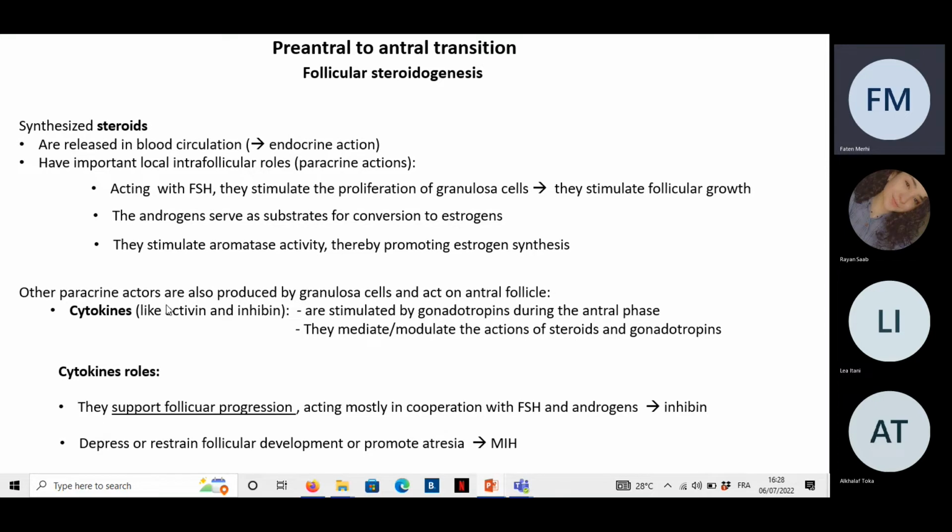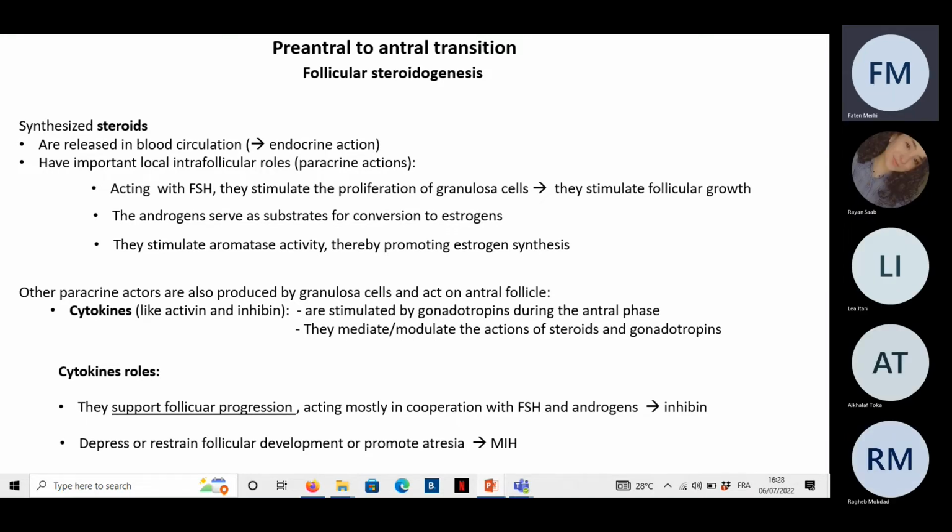Now we have other factors produced by the granulosa cells, and they act also on the antral follicle. Those factors are cytokines like activin and inhibin. So the granulosa cells, under the action of FSH, can produce activin and inhibin, and their production is stimulated by gonadotropins during the antral phase, and they mediate and modulate the actions of steroids and gonadotropins. We will see how the inhibin will affect the production of FSH and also the production of steroids by the gonadotropins.